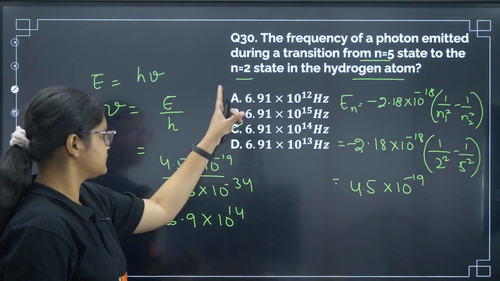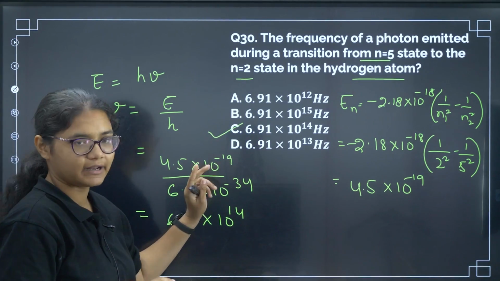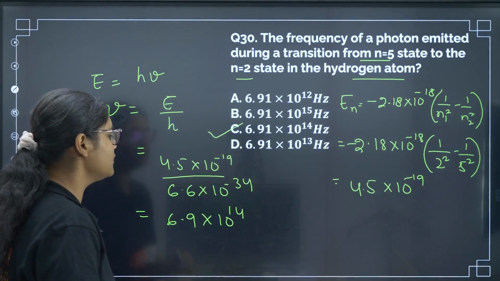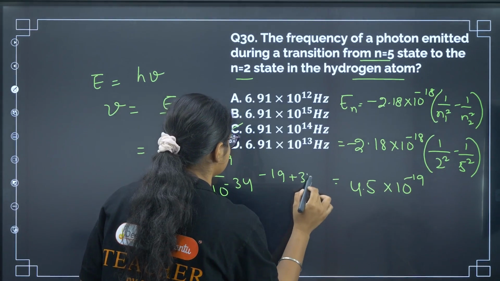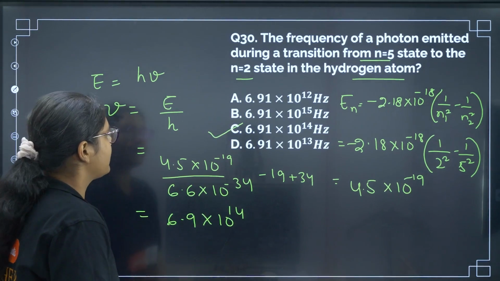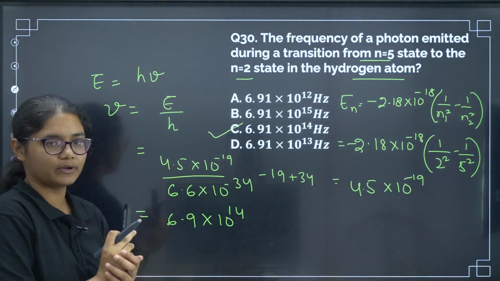So you can see this part, right? This part is correct for all. We just have to take care of the power part. So it is 19 plus 34. Okay, so check the calculation once again. If any doubt here, you can let me know.